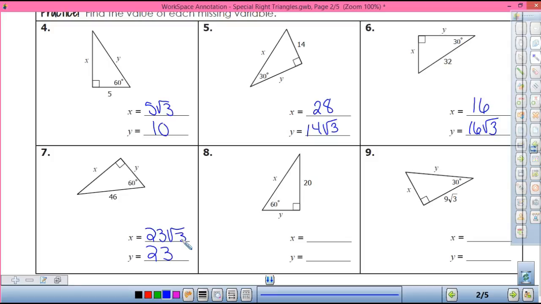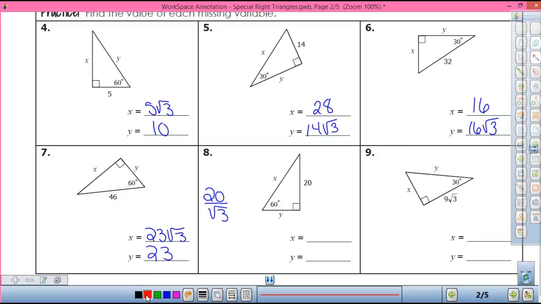All right, number 8. They're giving me what? They're giving me the long leg. How do I get from long leg to short leg? Divide by the square root of 3. So 20 divided by the square root of 3.